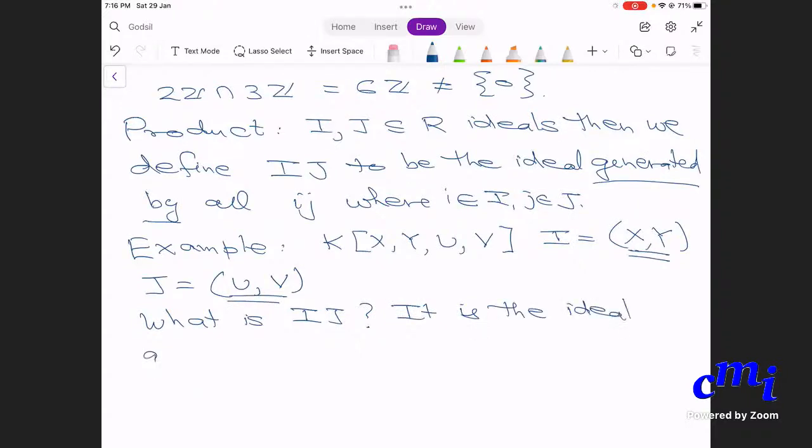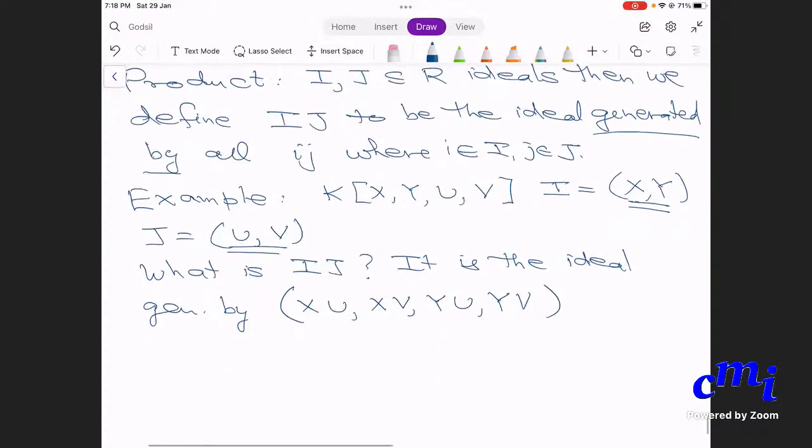It is the ideal generated by xu, xv, yu, and yv. You take every generator of I, multiply with every generator of J, and take that collection, the ideal generated by all of those, that's what is IJ. It can be shown from the definition, right? The way I have defined it is not this, but it can be shown from the definition that it's the ideal generated by this.